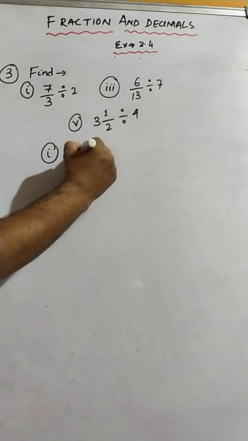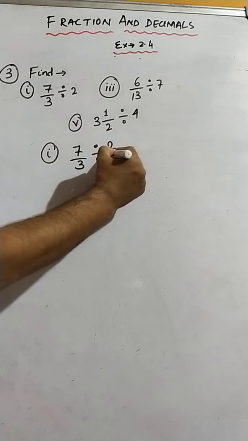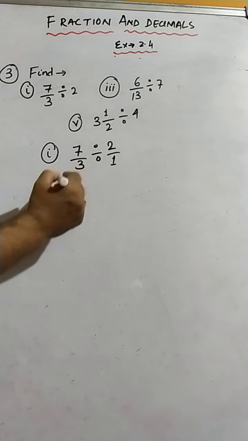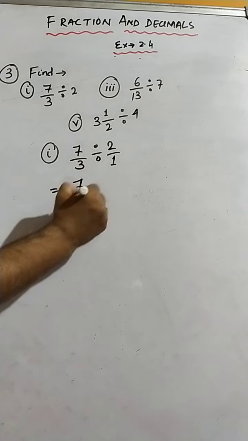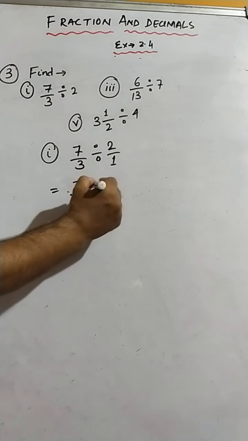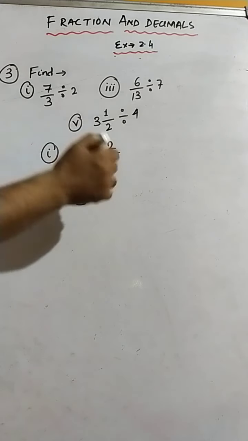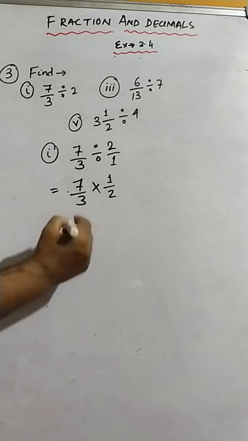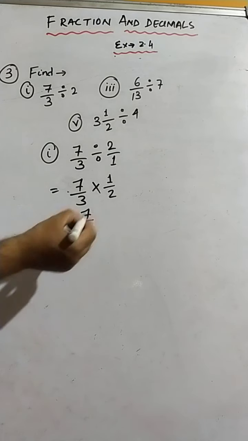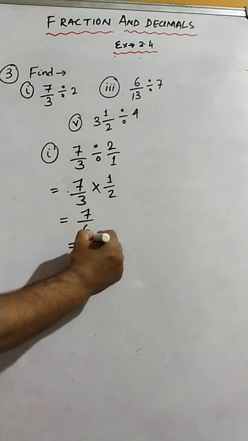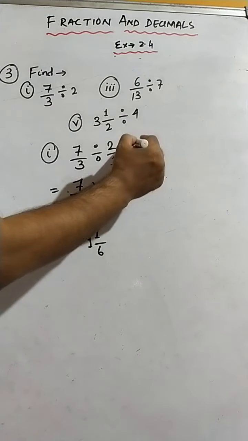In 1 we have 7 by 3 divided by 2, isn't it? Now this 2 is carrying 1 as a denominator. So now you know what you have to do. So that is 7 by 3. In place of division we'll put multiplication, and when we do this the right hand side fraction gets reciprocal, that is 1 upon 2. So what will be the answer? 7 into 1 is 7 and 3 into 2 is 6. So if you want to give your answer in the mixed fraction form, most welcome. That is 1 and 1 by 6.